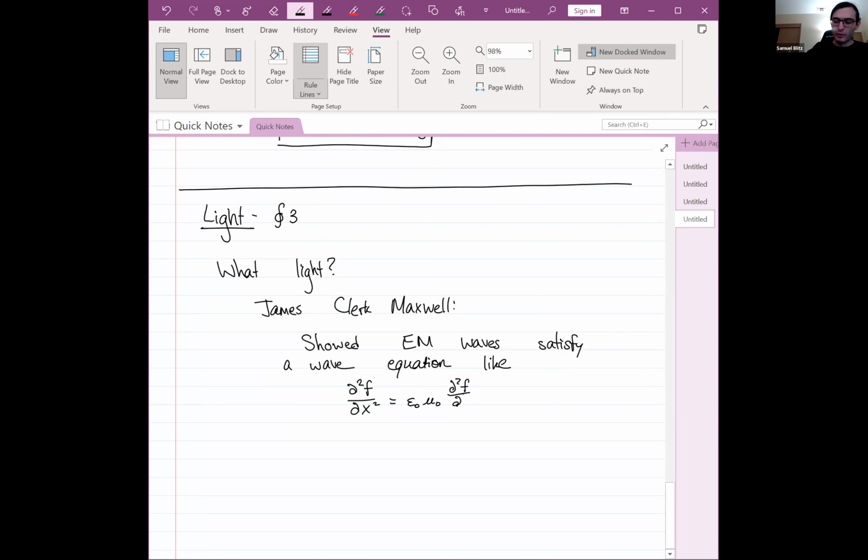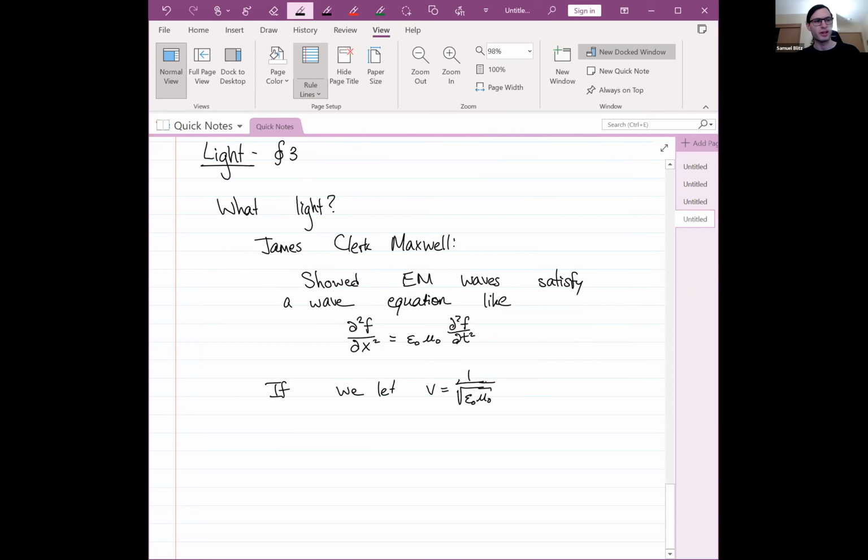If we let v be equal to 1 divided by the square root of epsilon naught mu naught, and by the way, these epsilon naught and mu naught are just physical constants. They're called the permittivity and permeability of free space, and you'll learn about them in 9C. Then this just becomes a wave speed, and the units work out that this does have units of speed. Then this is just a wave equation with speed v. The wave has speed, and these are physical constants that you can just plug in numbers for.